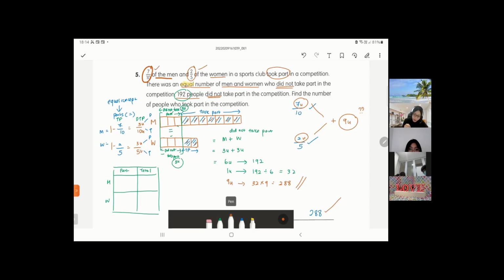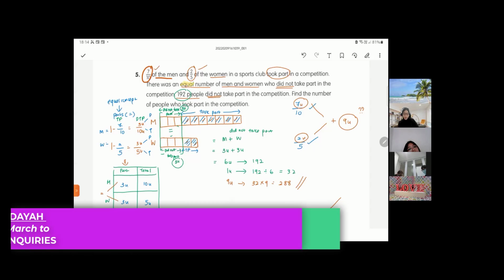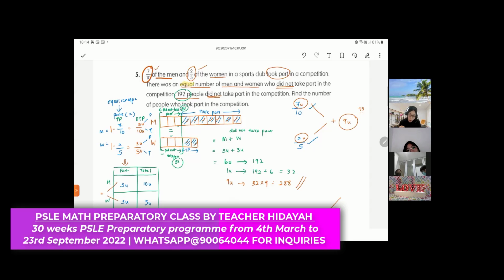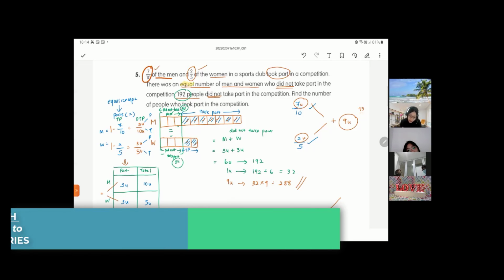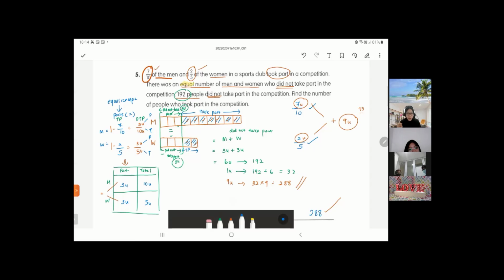Okay, so the part is the one that needs to be the same. Just put it like that first so you know what you're looking out for. So we are looking at the men part, says 3 units, men total 10 units. And then the women part is 3 units, women total is 5 units. Right? So I want to check also that the parts must be the same. So in this case, it's already the same. Usually in equal concept questions, the parts are not the same. So if it's not the same, then you just do the same. That means times something to make it the same, the same way as how you equalize your units as usual.